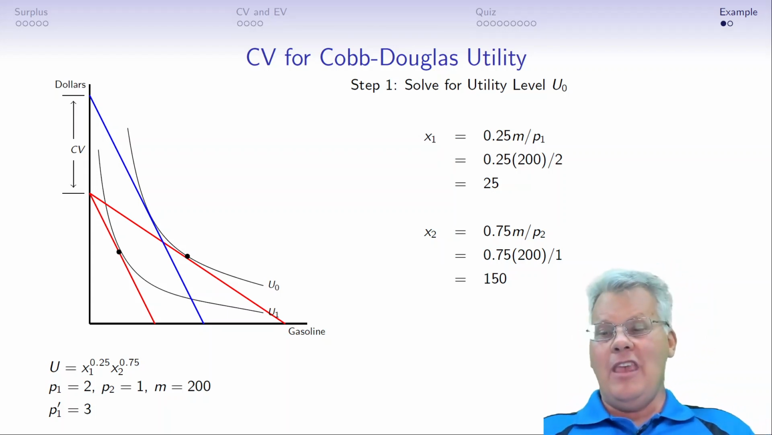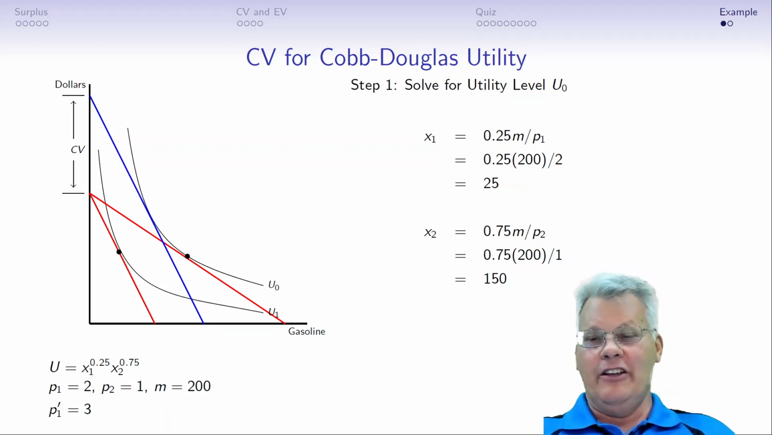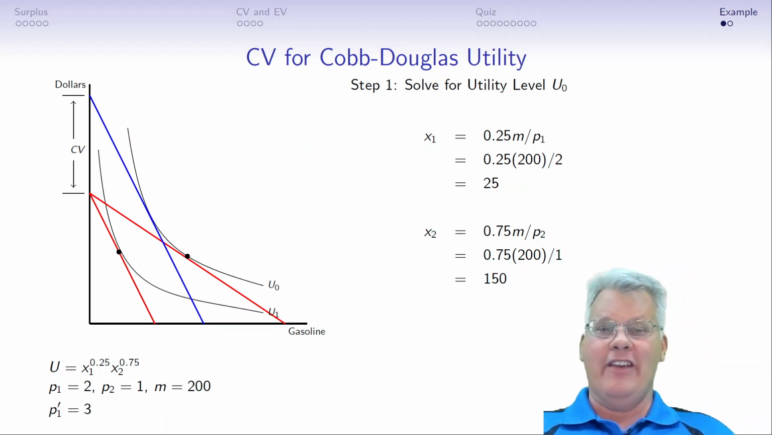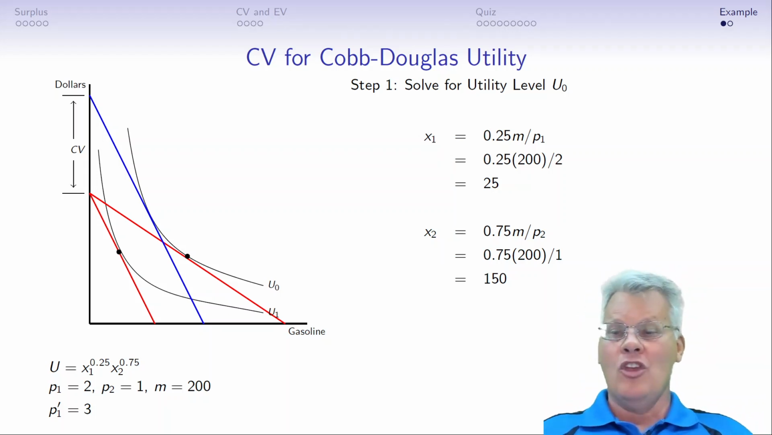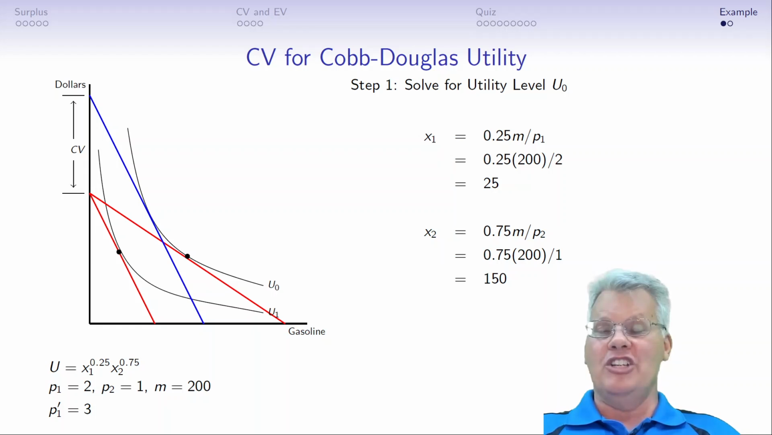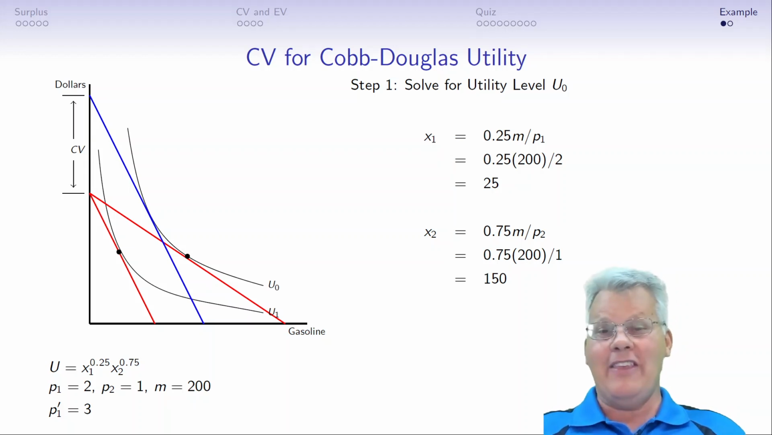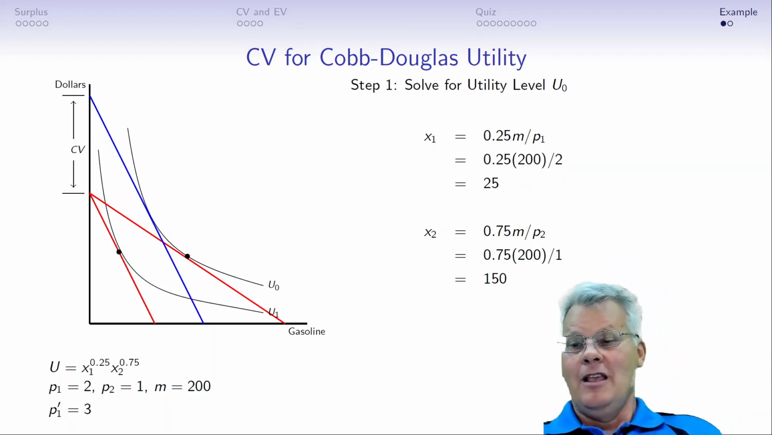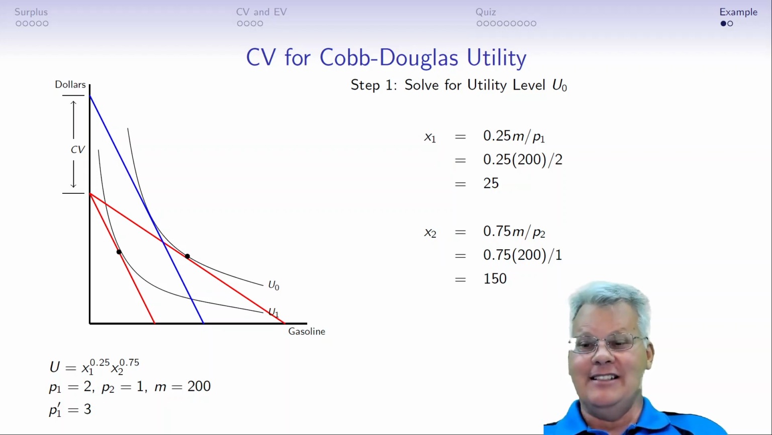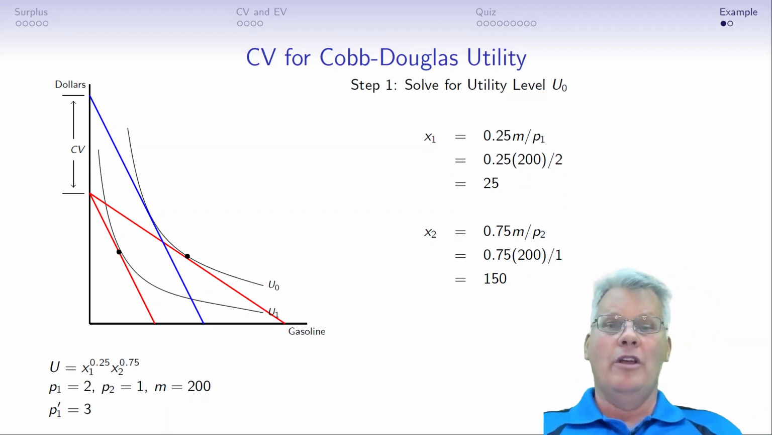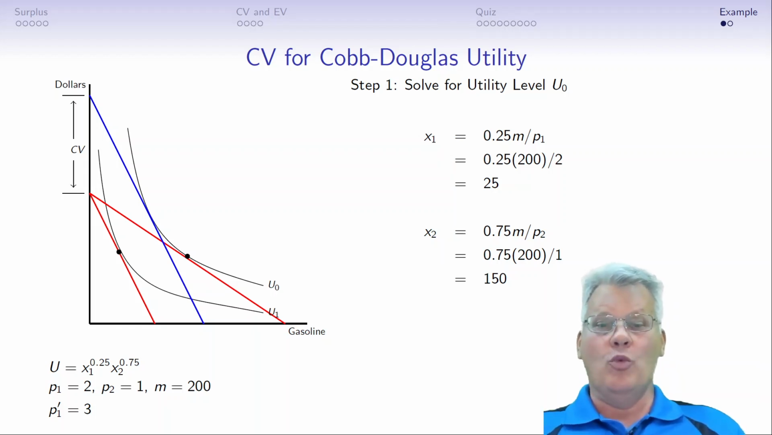Given the utility function that we have, x1 to the 0.25, x2 to the 0.75, what we know is that this consumer will spend 25% of their budget on good 1, 75% of their budget on good 2 by the exponent rule. So given prices for good 1 and good 2 and income levels, it's very straightforward to figure out what the consumption level of good 1 and good 2 is.